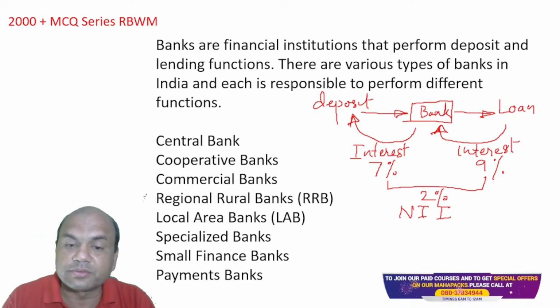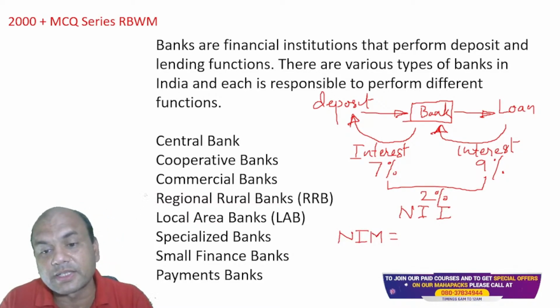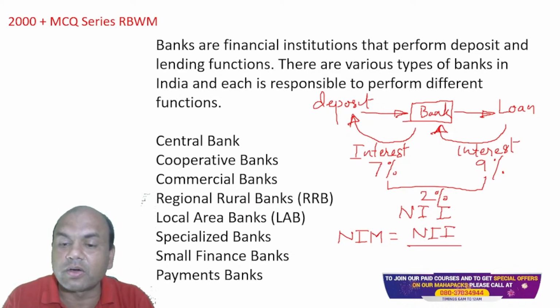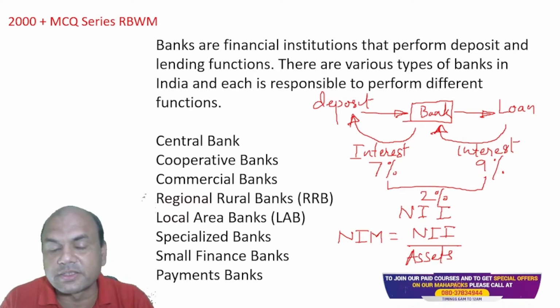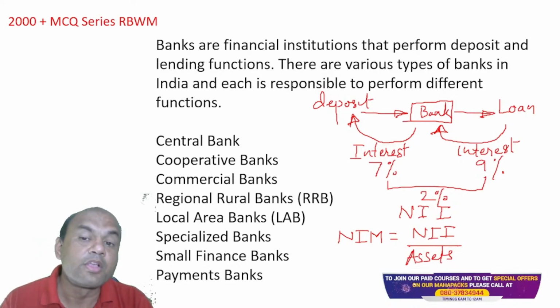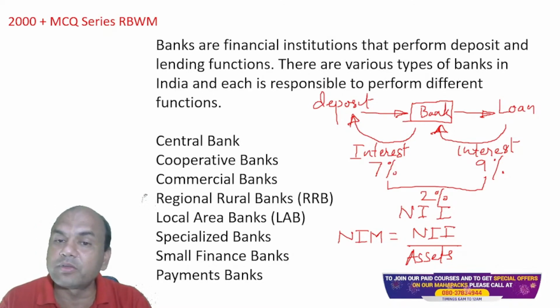NIM equals NIM, net interest margin. Remember these two by heart. You'll be getting at least one in the exam. NIM is NII upon yielding assets, or you can just write it as assets. It's actually yielding assets. Yielding means performing assets, which are giving you the returns. So coming back, banks are financial institutions that perform deposit and lending functions.